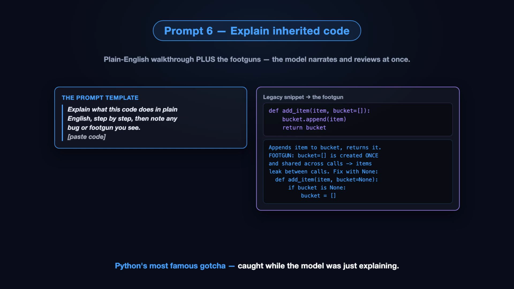The step-by-step gives you a readable walkthrough. But then note any bug or footgun is what turns the model from a narrator into a reviewer. It reads the code and the traps at the same time.